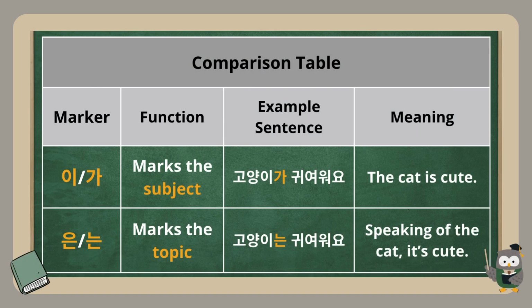Here's a simple comparison. 고양이가 귀여워요 means the cat is cute. But if we say 고양이는 귀여워요, it means speaking of the cat, it's cute. So, 이, 가 focuses on who is doing or being described, while eun-neun sets the topic or adds contrast.